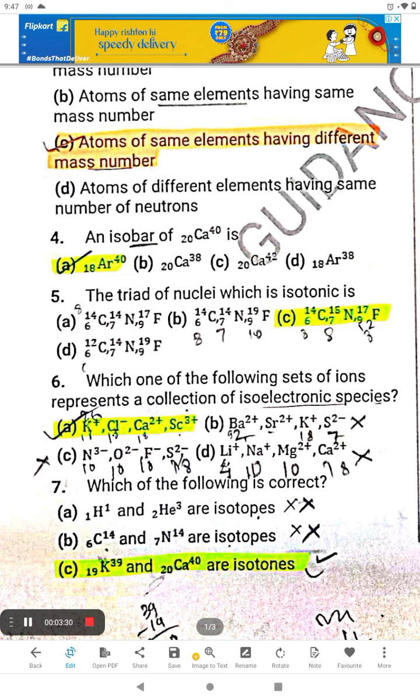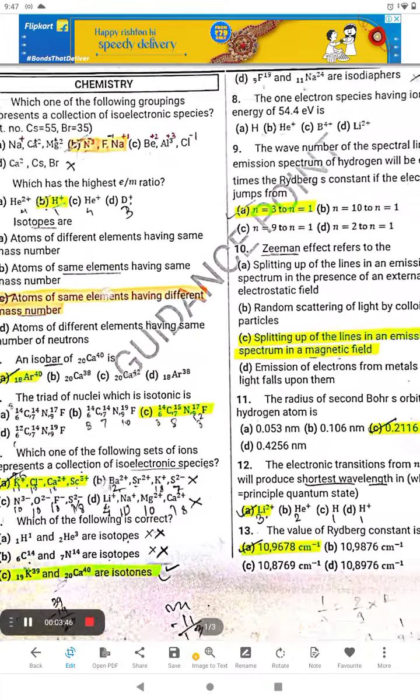D option, Li+, Na+, Mg2+, Ca2+. Now see, Li+ will have 2 electrons. Na+ will have 10 electrons. Mg2+ will have 10 electrons. Ca2+ will have 18 electrons. So they are totally wrong. They are not isoelectronic. So option A is the right answer.